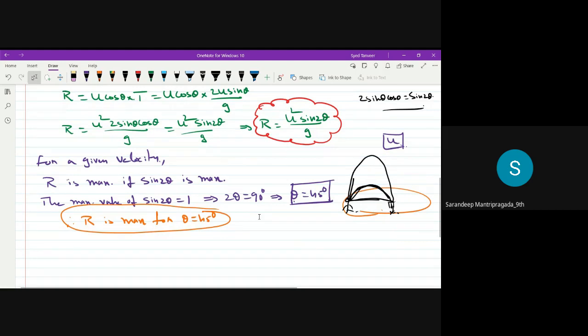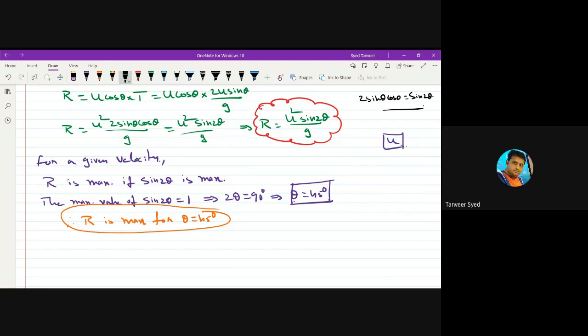Sir, so can we say that vertical displacement should not be too long or too small? Range is not decided by vertical displacement. Whatever it is, range is only decided by horizontal displacement, which is horizontal velocity.